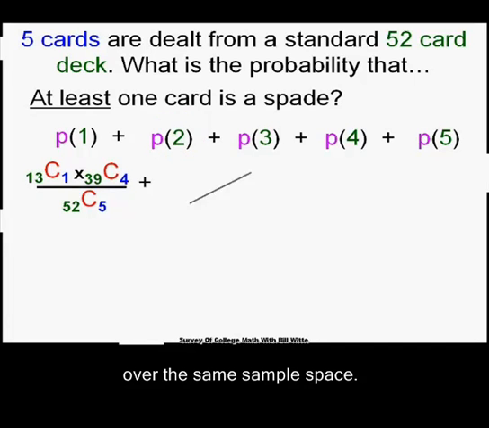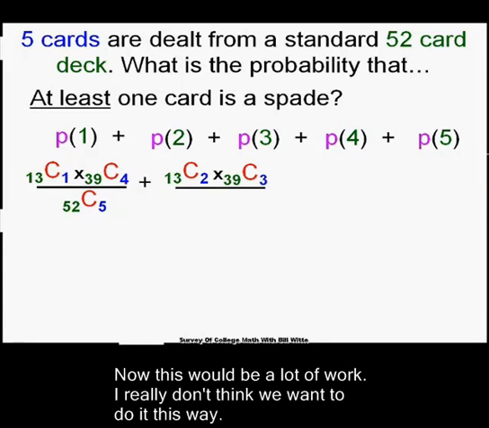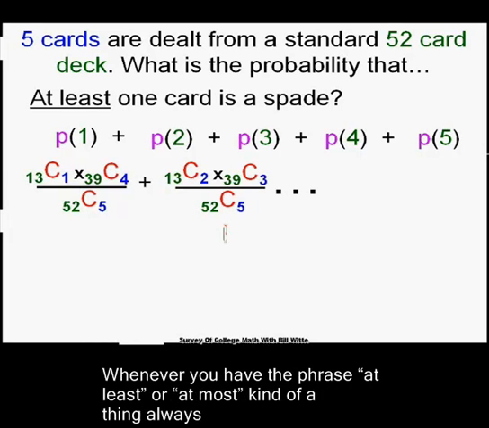Well, let me produce that 2 spades, which is a combination of 13 spades taken 2 at a time, and then I have the other 3 cards, and that'll be the other 39 cards that are non-spades taken 3 at a time, over my sample space, combination of the same sample space, 52 cards taken 5 at a time. This is getting difficult, and I can continue on and do each one of those and have to put it in the calculator. What a nightmare.